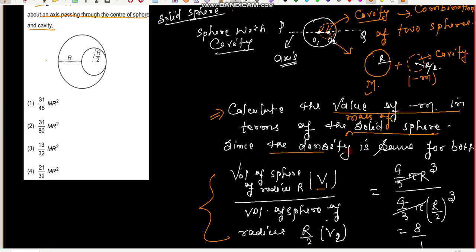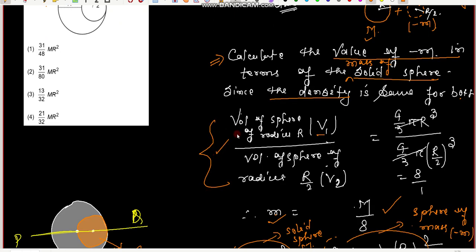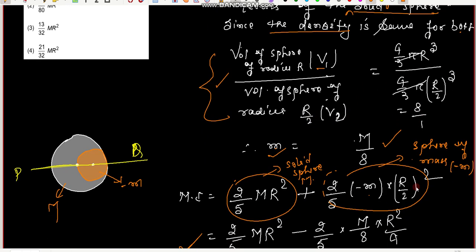Since the density is the same for both, I'm going to take the ratio. Let's say the volume of the sphere of radius capital R is capital V1, and the volume of the sphere of radius capital R by 2 is V2. Take the ratio, it is 8 by 1, and since the density is the same, if you multiply rho in the numerator and the denominator, you will get the mass. So the small m can be found in terms of capital M, and it is capital M by 8. If you want, you can multiply by rho, but it will get cancelled, so it has no impact.